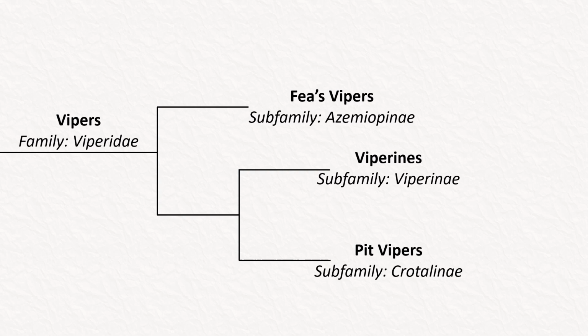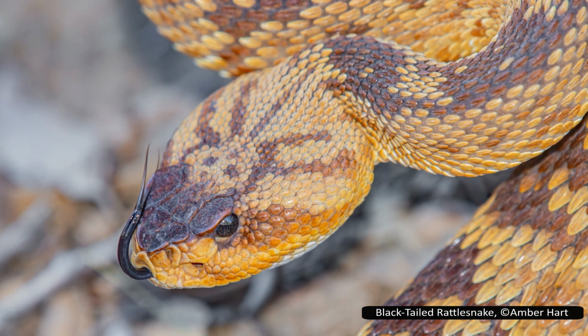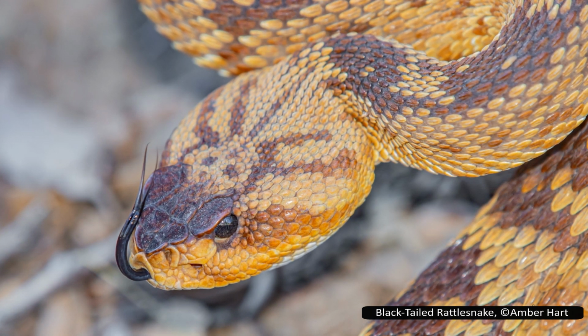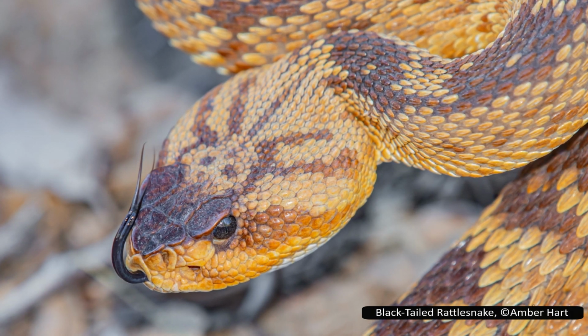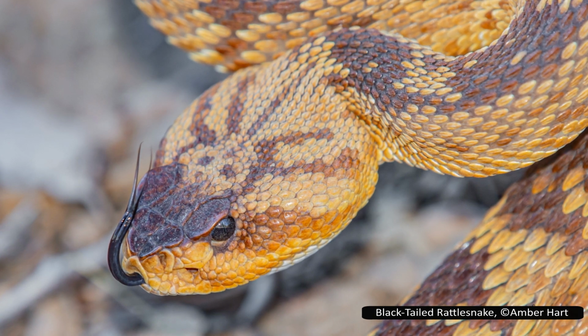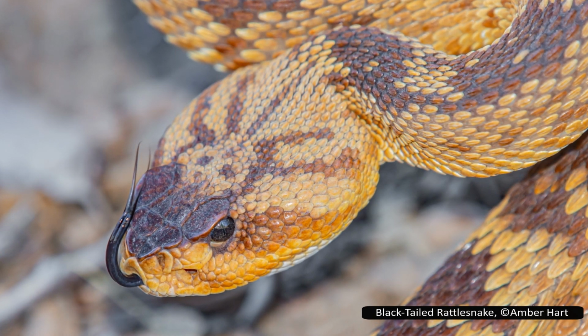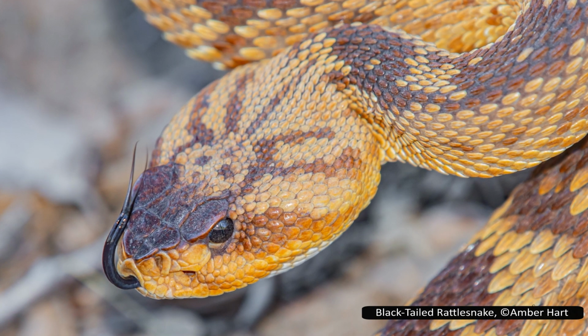These are known as the pit vipers, a name that makes sense once you know their diagnostic feature. Pit vipers have an organ known as the loreal pit. This organ allows pit vipers to sense infrared heat, essentially allowing them to sense warm-blooded animals. This gives them an extreme advantage when attacking mammals and birds, as they can use this to accurately strike their targets even when they cannot see.